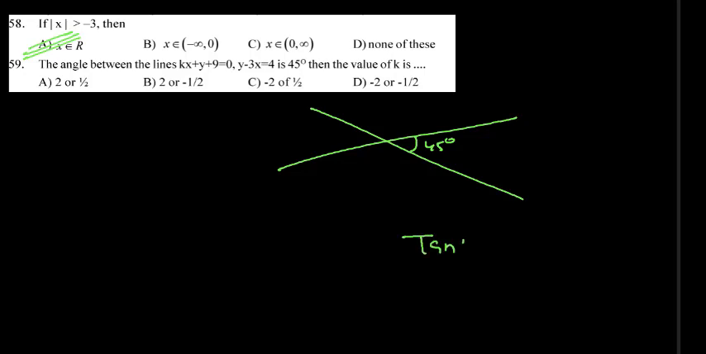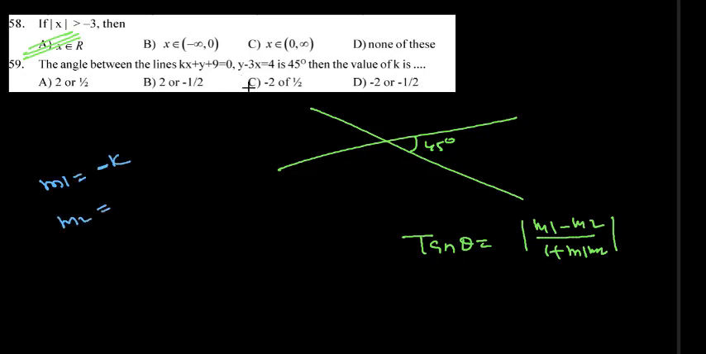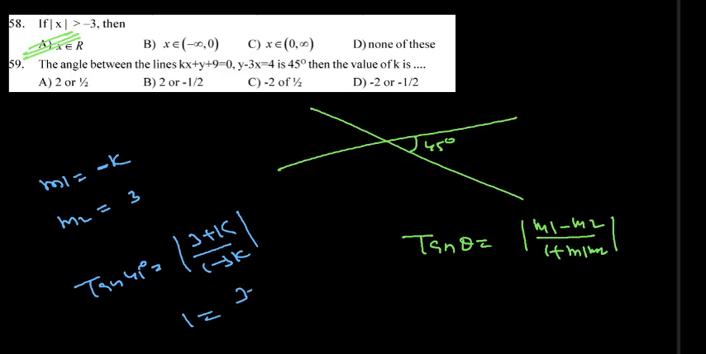Okay, next one. The angle between the lines is 45 degrees, then find the value of k. Two lines are given, the acute angle between them is 45 degrees, we want to find the value of k. So you should use the formula tan theta equal to modulus of (m1 minus m2) by (1 plus m1 m2). In this problem, m1 means slope of the first line, that is minus k. m2 is the slope of the second line, that is 3k plus 8. So tan 45 degrees equal to mod of (3 plus k) by (1 minus 3k). So 1 equal to (3 plus k) by (1 minus 3k), which is mod.